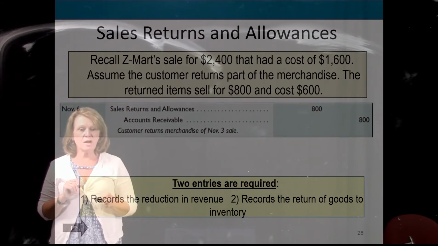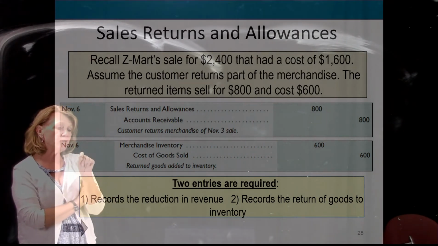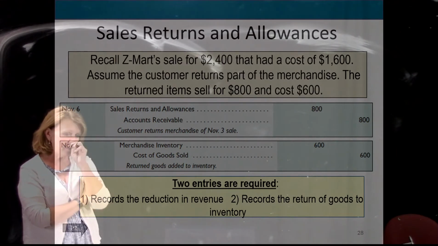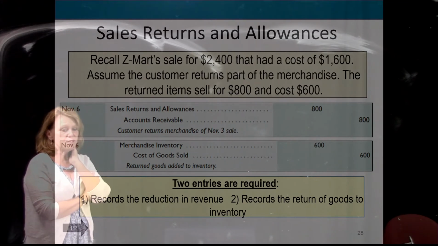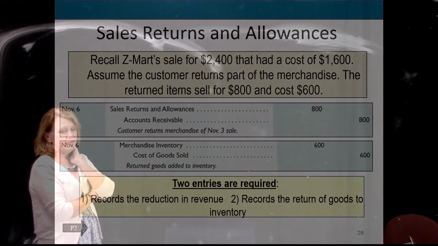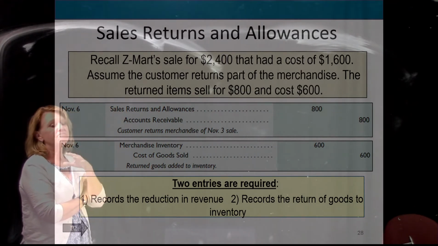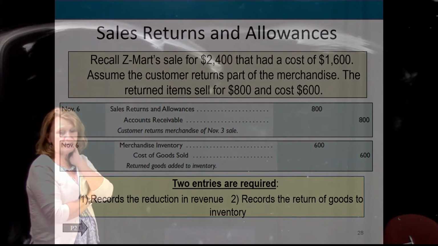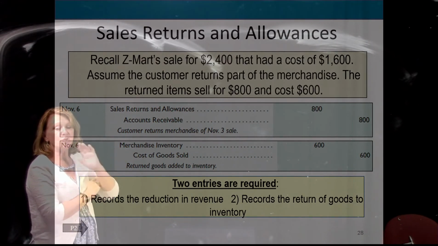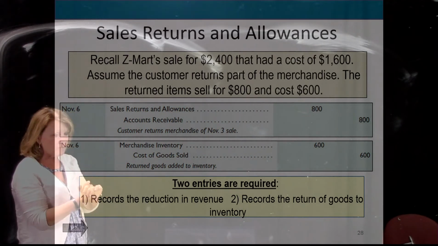So let's go back and talk about that same transaction where we sold $2,400 of merchandise that had cost our company $1,600. Let's assume that the customer returns part of that merchandise and the returned items sell for $800 and cost $600. So sales returns and allowances, credit accounts receivable because we're not going to get this $800, and the merchandise returned is returned into our inventory. It's $600 worth of merchandise.